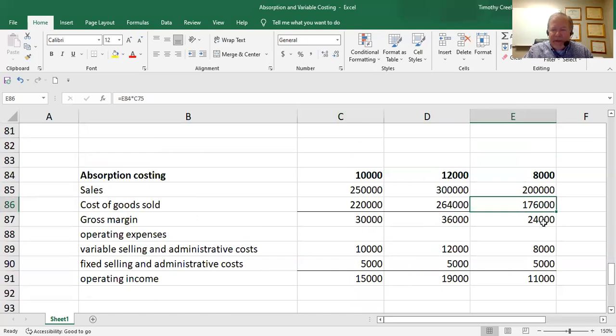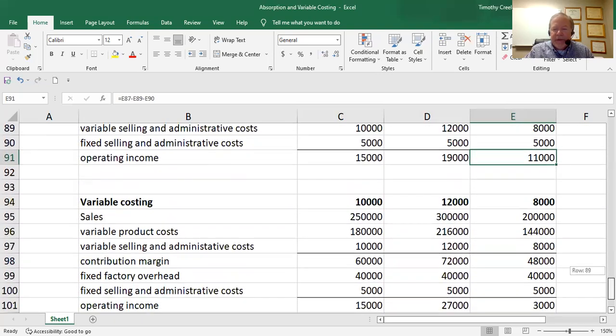200 minus 176 would give us 24,000. We would then take the number of units sold times $1 per unit for the variable selling and administrative cost, and the fixed selling and administrative cost would then be backed out as well, which would give us operating income of $11,000. Now, what would it look like under variable costing?